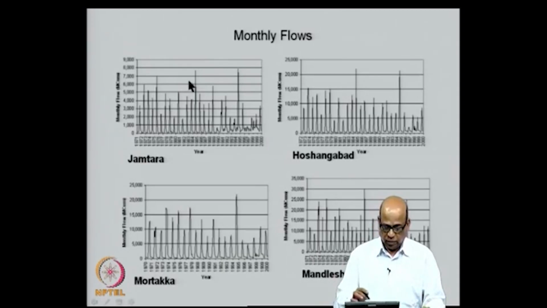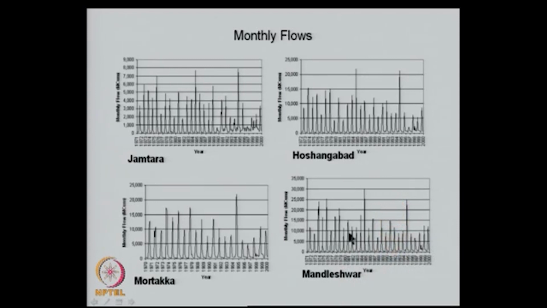Then we plot the time series. Look at the time series, they must be all continuous. So, we have filled all the data and then you just plot the time series at various locations. So, these are Jamtara, Hoshangabad, Mortaka, Mandleshwar, etc., the locations of which are shown in the index diagram that I showed earlier.